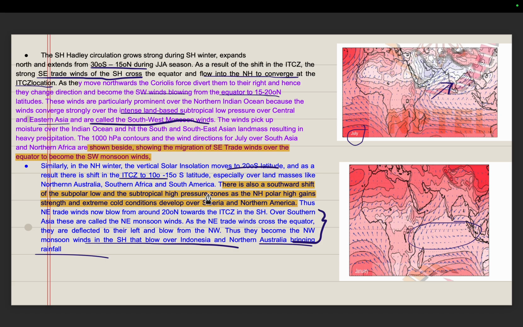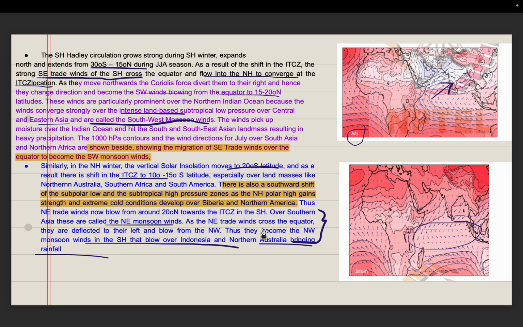There is also the southward shift of the subpolar low and the subtropical high pressure zones in the northern hemisphere. The polar high gains strength and extreme cold conditions develop over Siberia and northern America. Thus the northeastern trade wind now blows from around 20 degrees north towards the south, to the southern intertropical convergence zone, where it is now situated. Over southern Asia, this wind is called the northeastern monsoon wind.